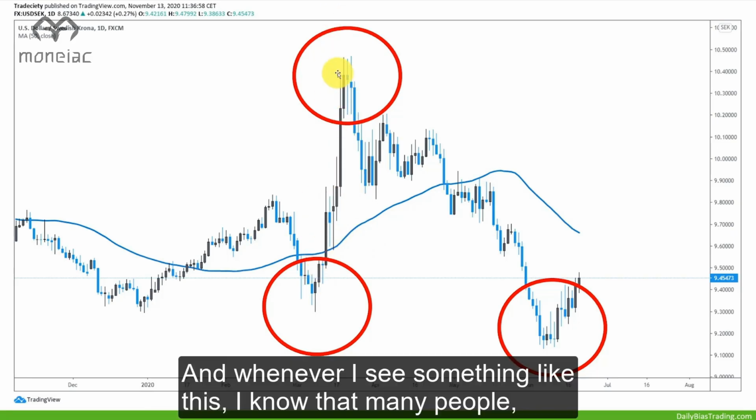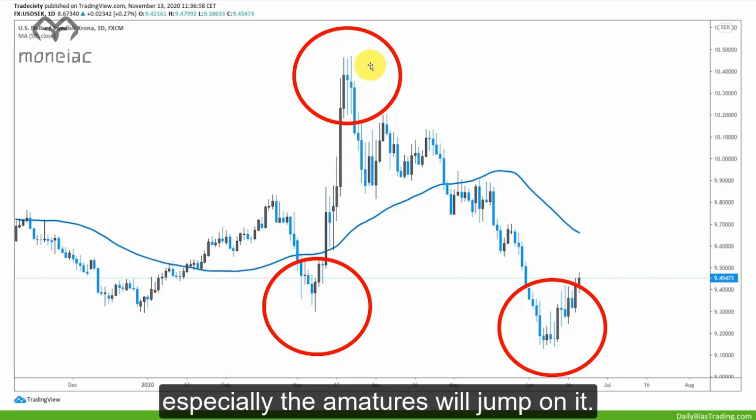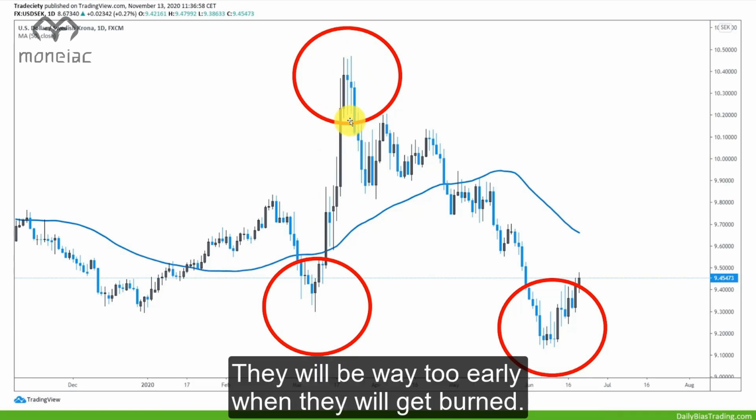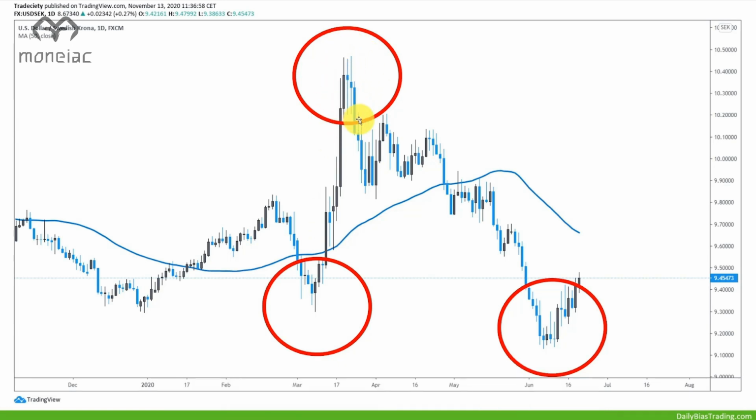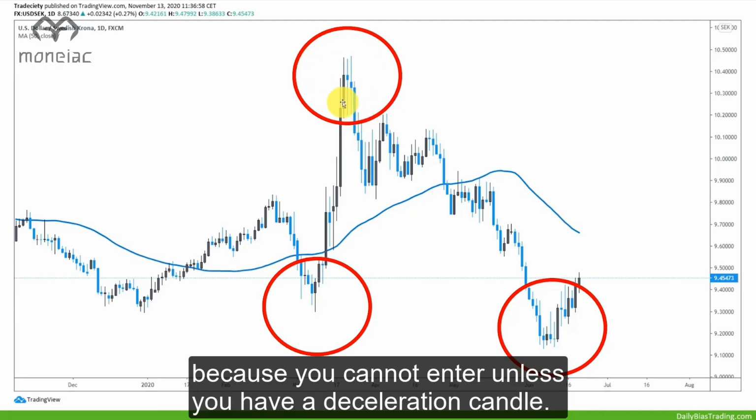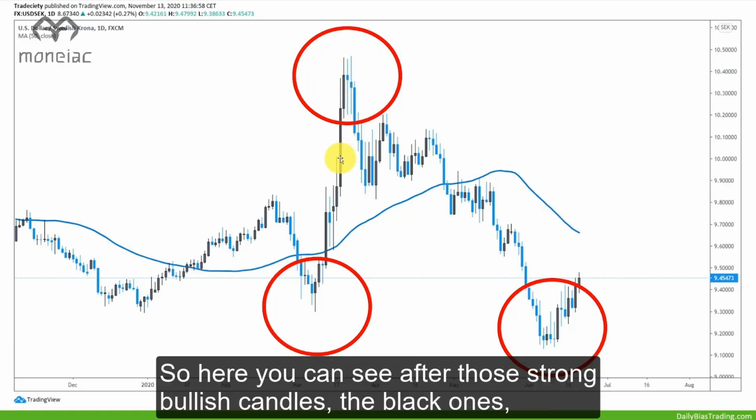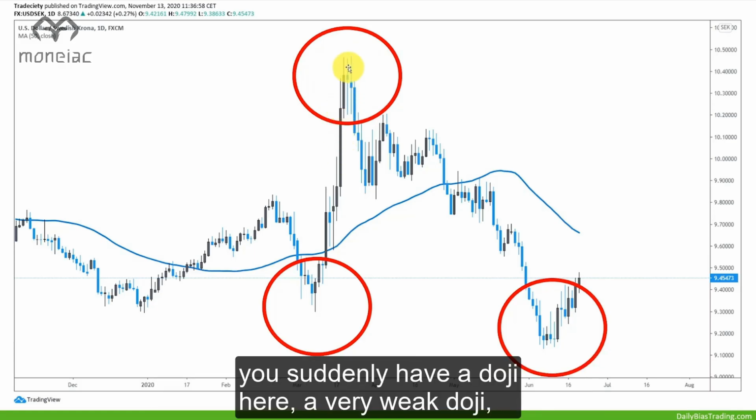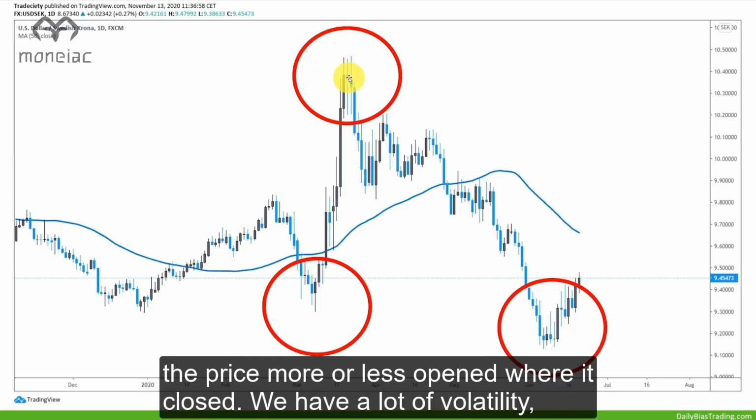And whenever I see something like this, I know that many people, especially the amateurs, will jump on it. They will be way too early and they will get burned. But this strategy helps you to stay away from those situations, because you cannot enter unless you have a deceleration candle. So here you can see after those strong bullish candles, the black ones, you suddenly have a doji here, a very weak doji. The price more or less opened where it closed.